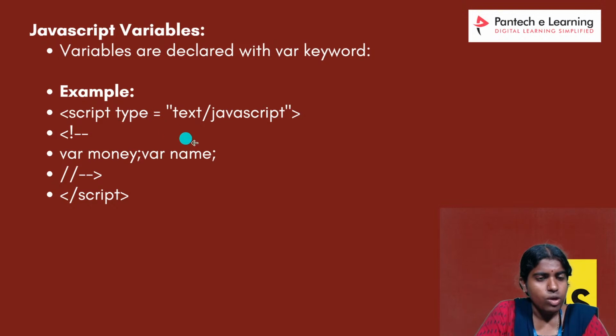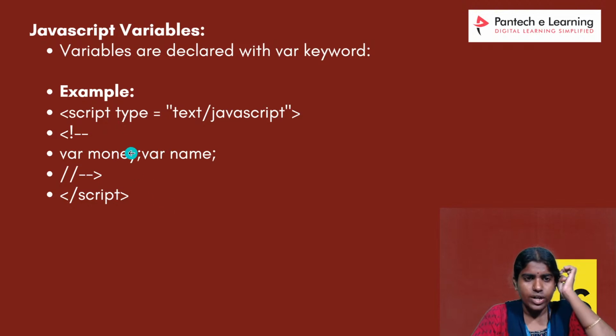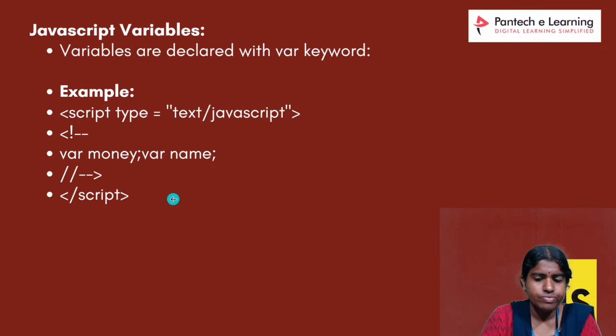Script type equal to, within double quotes, I am giving here text or JavaScript. Whenever I want to write any JavaScript coding, I give type equal to text or JavaScript within double quotes. And inside this, whenever I want to store any currency value or name value, it should have a var keyword.